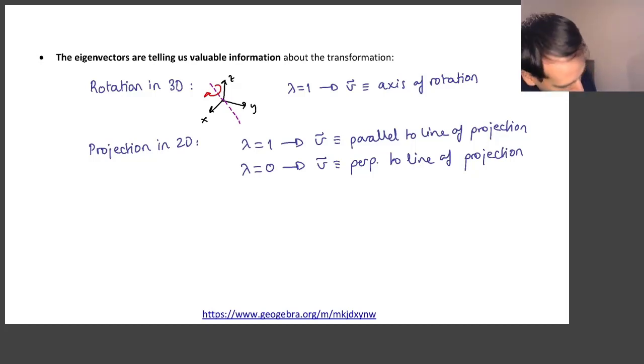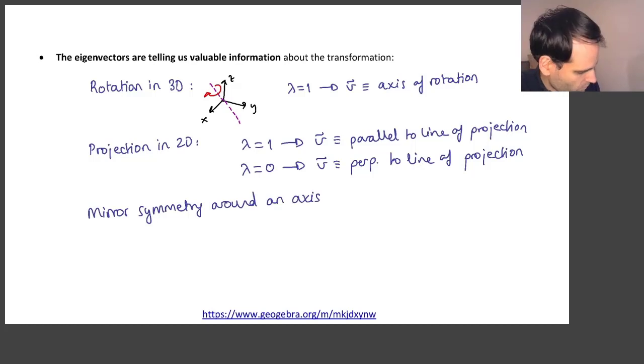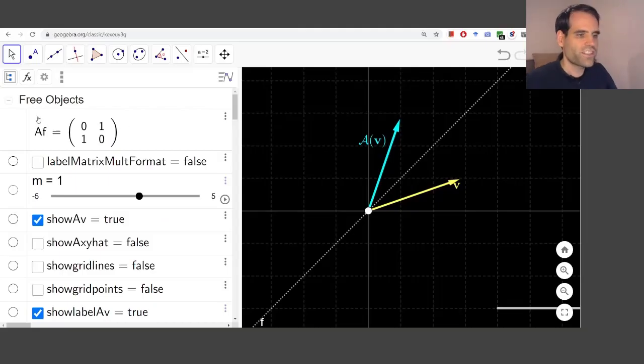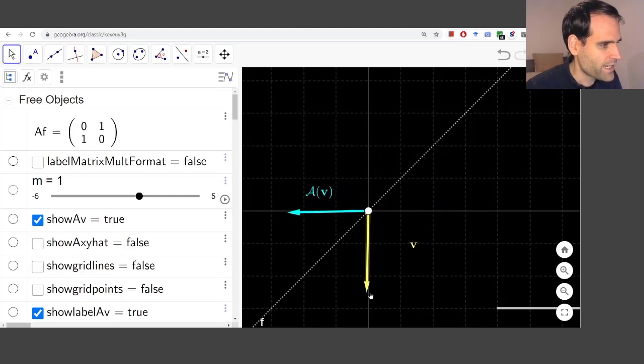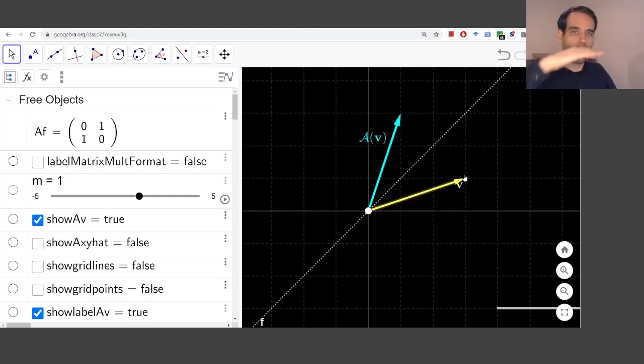What about this next example? Mirror symmetry around an axis in 2D. So let's have a look at how this would look. Consider this matrix here, 0, 1, 1, 0. This matrix is getting every vector v, and it's doing the mirror symmetry, as if this dashed line here was a mirror.